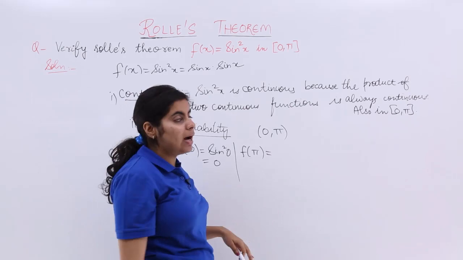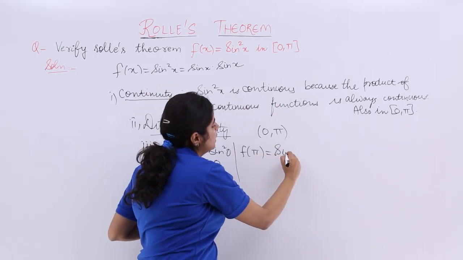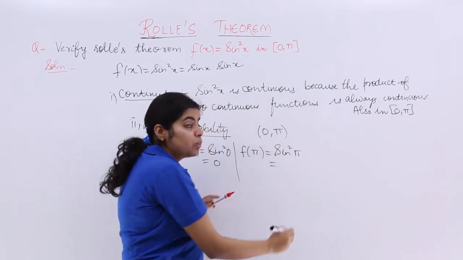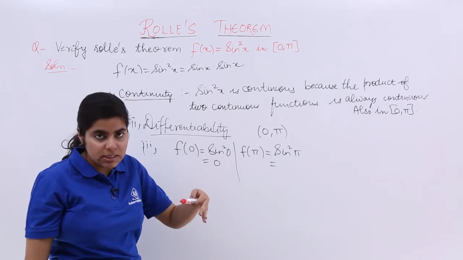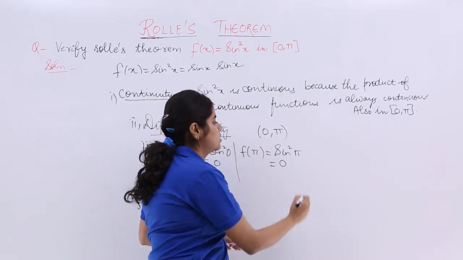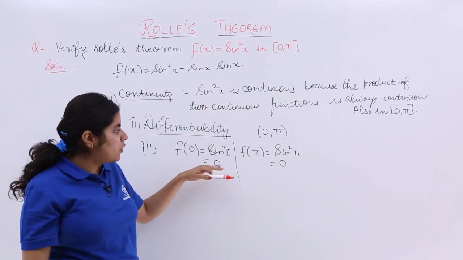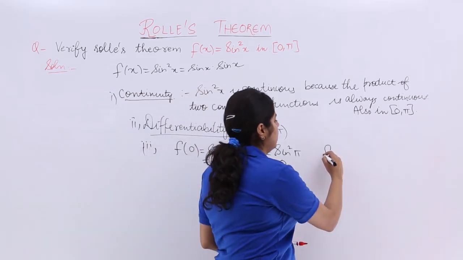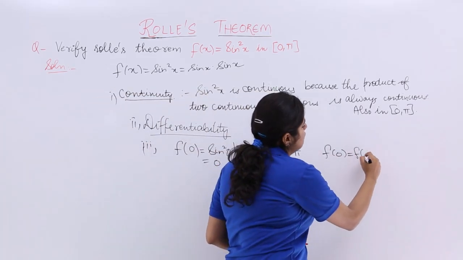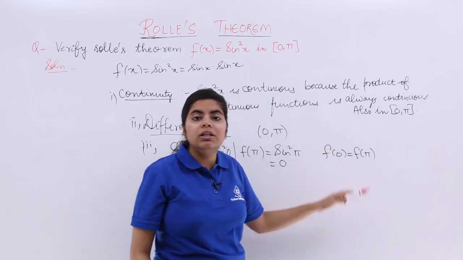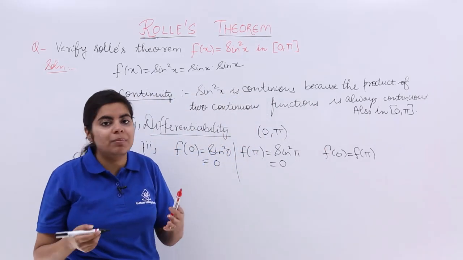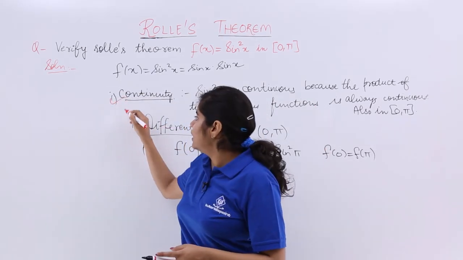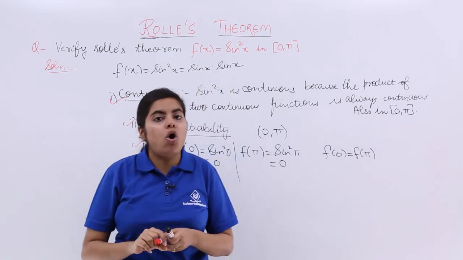What about f of pi? F of pi means you have to basically do sin square pi. So what is sin pi? Sin pi is 0, sin square pi is also 0. So that means f of 0 is equal to f of pi. So all three conditions of Rolle's theorem are satisfied. So condition 1, condition 2, condition 3, all are satisfied.